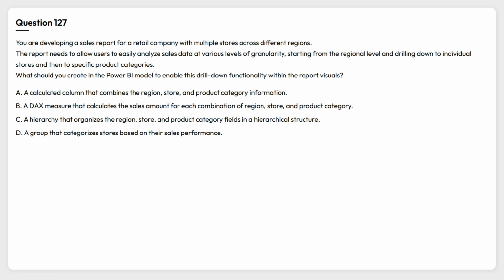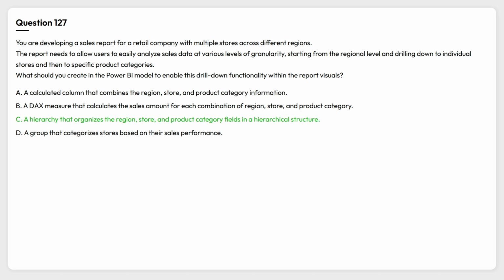Option A, a calculated column that combines the region, store, and product category information. Option B, a DAX measure that calculates the sales amount for each combination of region, store, and product category. Option C, a hierarchy that organizes the region, store, and product category fields in a hierarchical structure. Option D, a group that categorizes stores based on their sales performance.